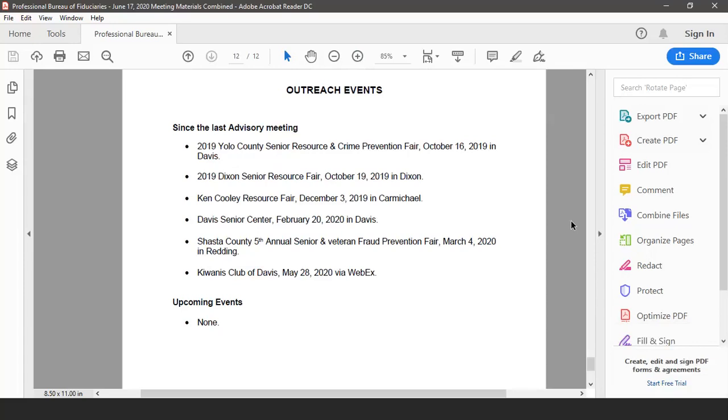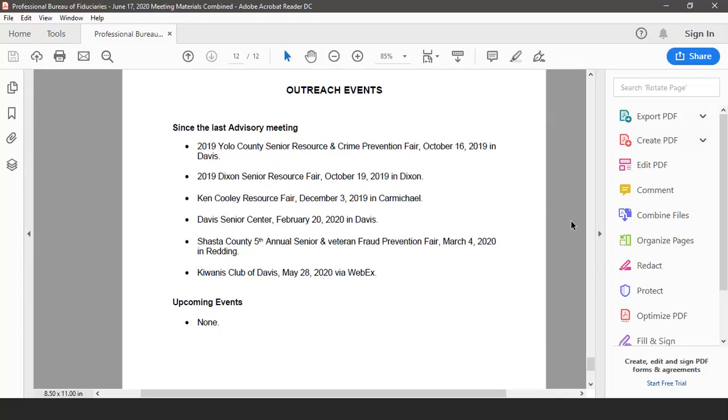I am always interested in finding out if there are events that you think Bureau staff should be attending. Please drop me an email. I'm happy to consider going, presuming that schedules allow. I know now a lot of meetings are being held online like we're doing today, so that's a very easy way to attend. So again, if you hear of anything, please let me know.